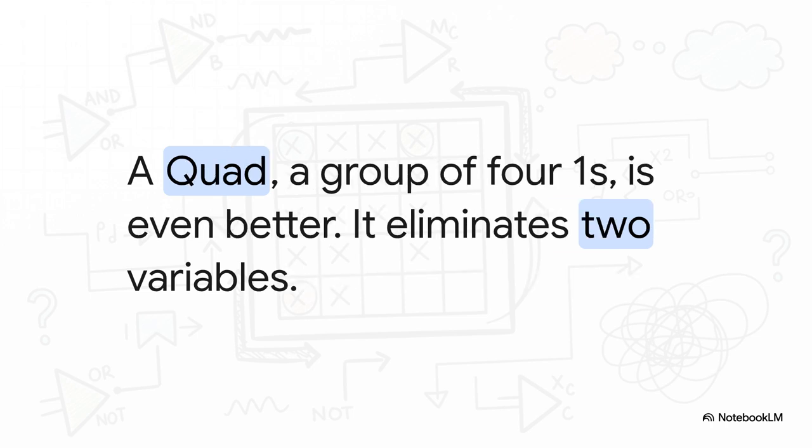Now, what if we can group 4 ones together? That's called a quad, and it's even more powerful. Inside a group of 4, you'll find that 2 variables change from 0 to 1, which means, yep, you guessed it, neither of them matter. This one move eliminates 2 variables all at once. You see the pattern here? The bigger the group, the simpler the logic gets.